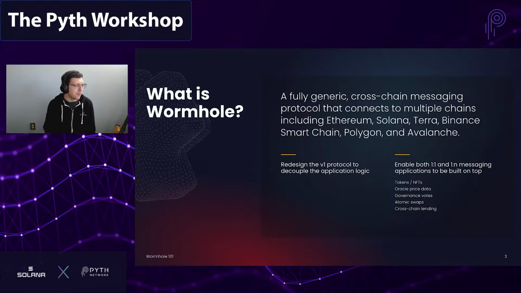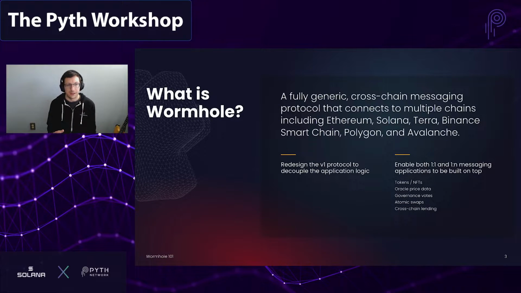So let's start with, what is Wormhole? Wormhole is a fully generic cross-chain messaging protocol that connects to multiple chains. Right now, as of today, I think missing from this slide, we have Ethereum, Solana, Terra, Binance Smart Chain, Polygon, Avalanche, and Oasis. Hopefully several more chains coming over the next couple months.